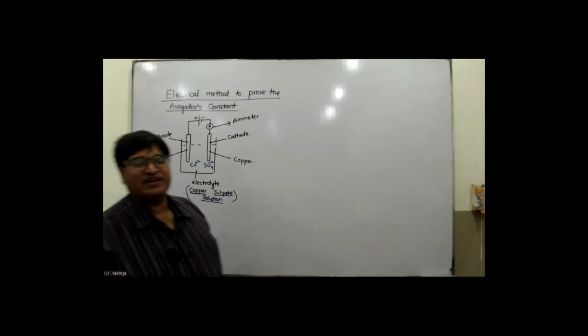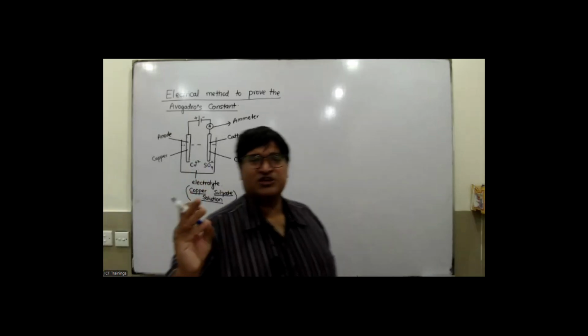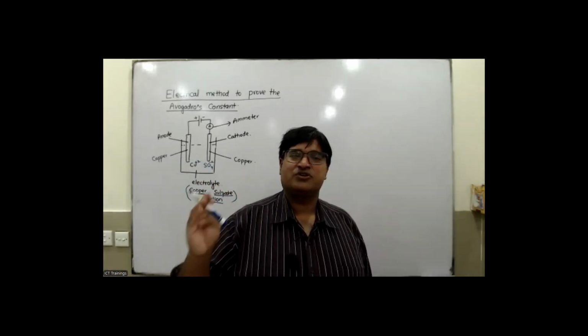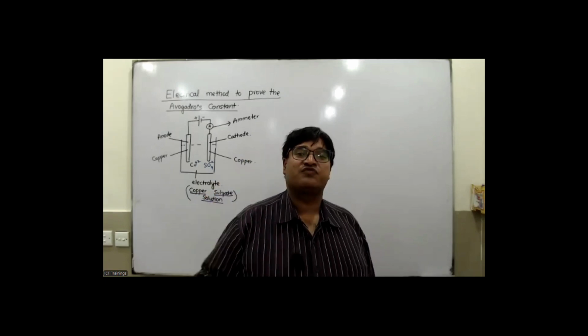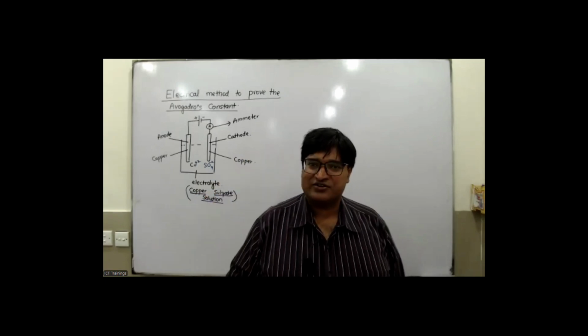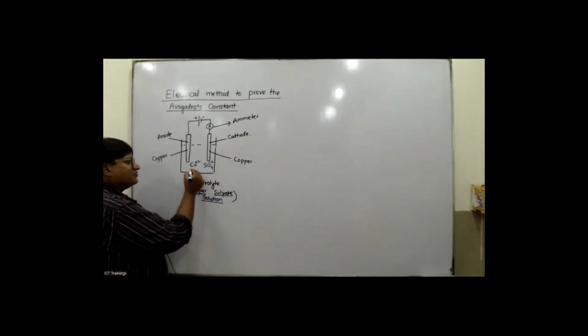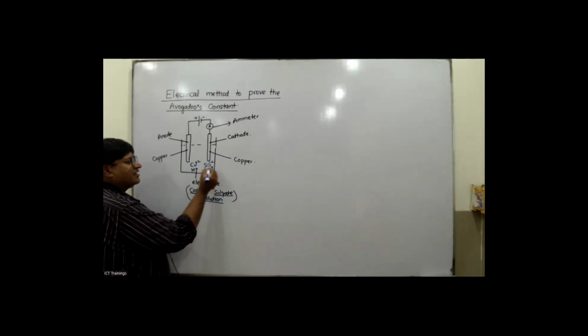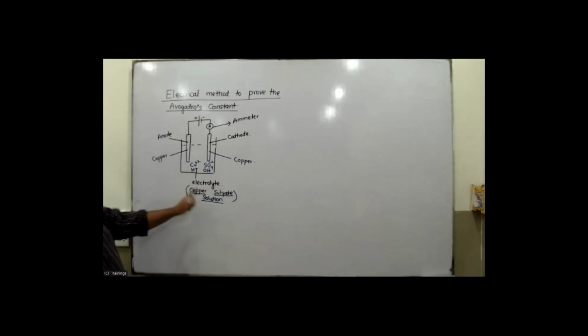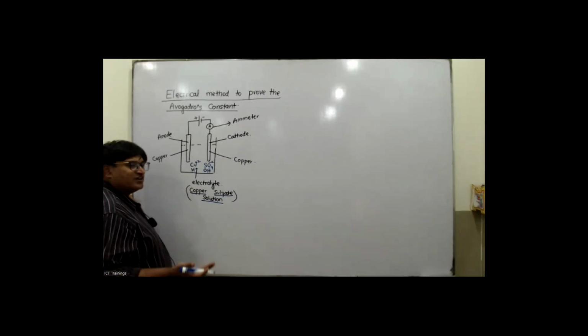If the words solution, concentrated, dilute, or aqueous are written with the name of the electrolyte, you should also make the ions of water, and the ions of water are H positive and OH negative. Okay, so these are the ions of the electrolyte. So this is your step one. Now we have to move towards step two.